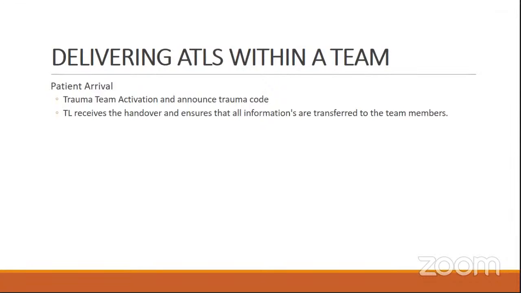Now, delivering ATLS within a team. Once the patient arrives in your ED, the team leader will have to activate a trauma team, and you have to announce a trauma code. The team leader receives the handover and ensures that all the information is transferred to the team members. And the team leader should assign roles to the team members, and each one will introduce themselves and repeat the roles assigned to them.